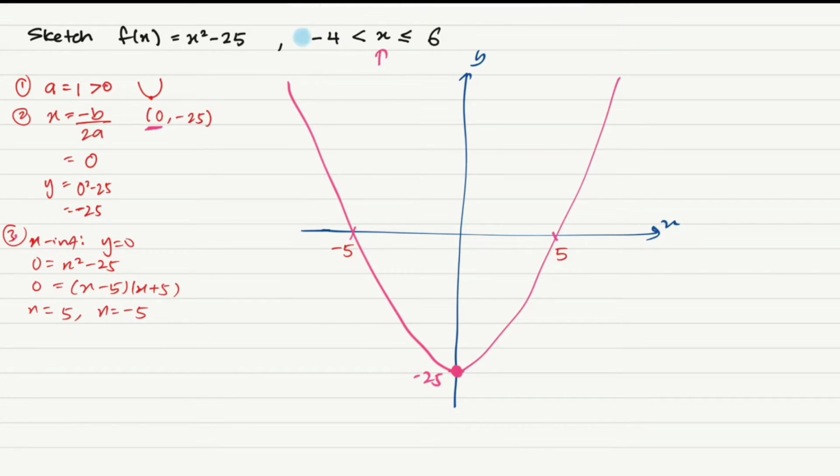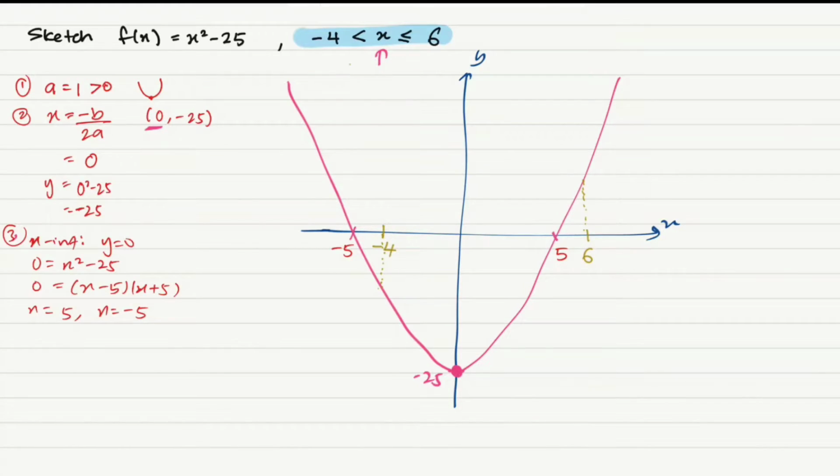Now, the question gives you this special domain for the function f(x), where the graph only exists from negative 4 until 6. And where is negative 4? Well, negative 4 is somewhere here. It's before negative 5. And where is 6? 6 is after 5. That means the graph only exists from negative 4 here until 6. So what should we do with the graph before negative 4 and after 6? We should delete the other graph.